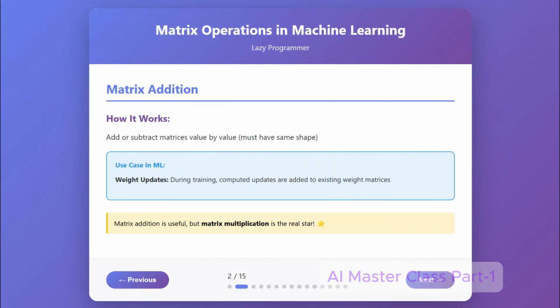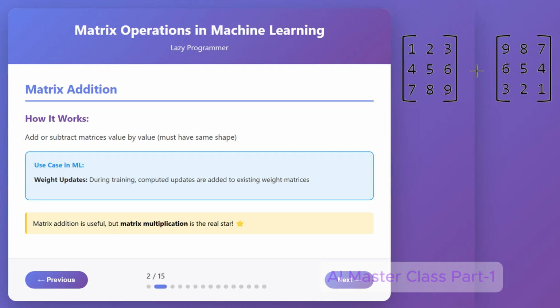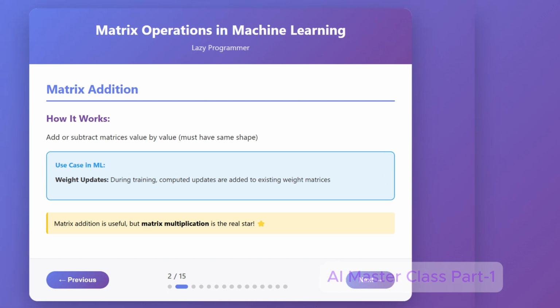Matrix addition is similar to vector addition but just on a larger scale. So when two matrices have the same shape, we can add or subtract them value by value. This is commonly used when updating weights in a model. During training, the model computes updates and adds them to the existing weight matrices to improve the performance.